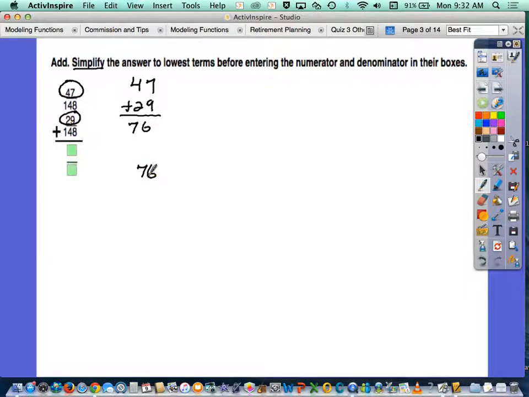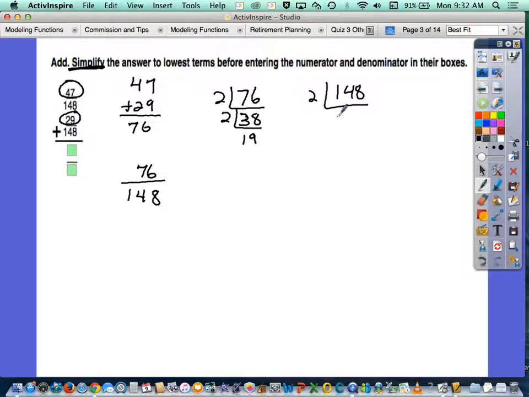So 76 over 148. But anytime, again, just like I told you, if it says simplify, 90% of the time you're going to need to simplify. You guys got that? Use the prime factorization to simplify. It's much faster than trying to find the least common multiple. And what else do we got? 148 divided by 2 is 74. Divided by 2 is 37. See, dividing by 2, you can do that mentally.